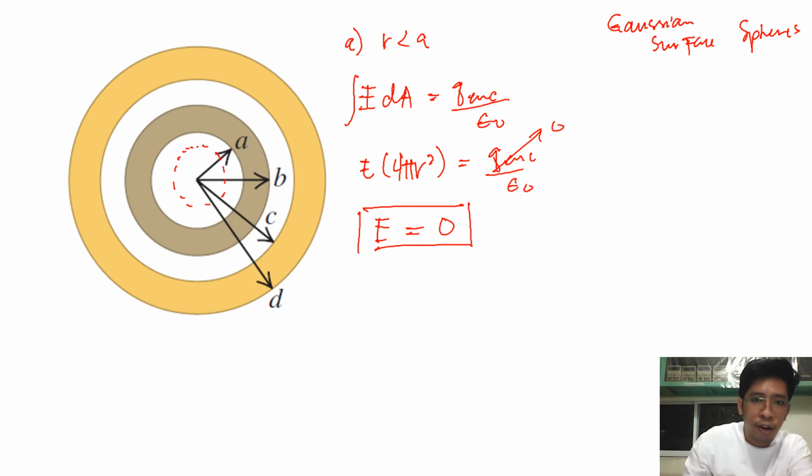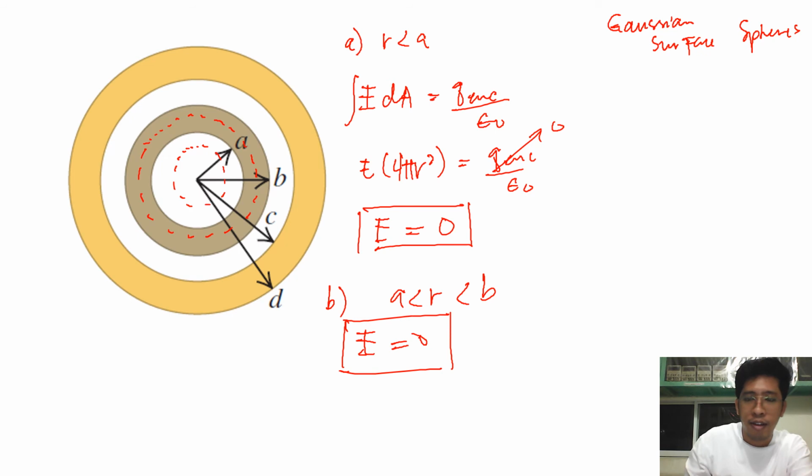Next, let's solve for when a is less than r is less than b. Where is this? For this case, this is actually inside your spherical shell. And what have we learned for conductors? For your conductors, anywhere inside your conductor, the electric field is automatically 0. So that is the electric field inside your conductor.